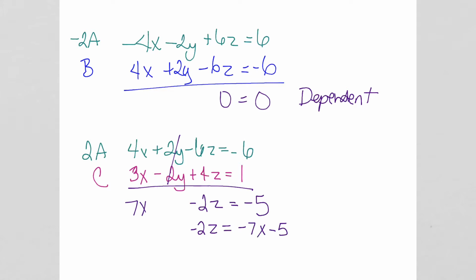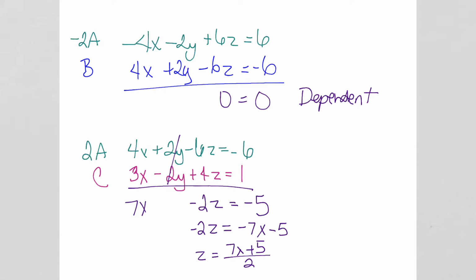And then divide by negative 2. So if we're dividing by a negative, then we'll have positive 7x plus 5 divided by 2. Okay, so that is what we have for z.